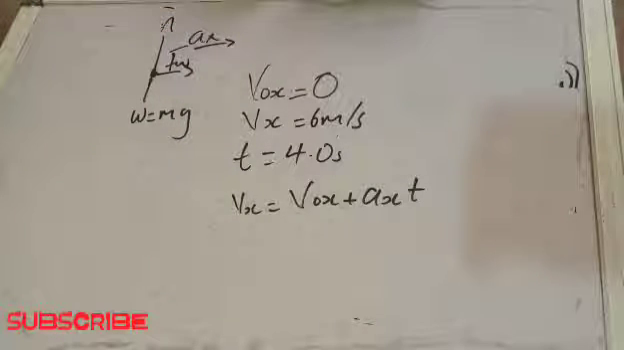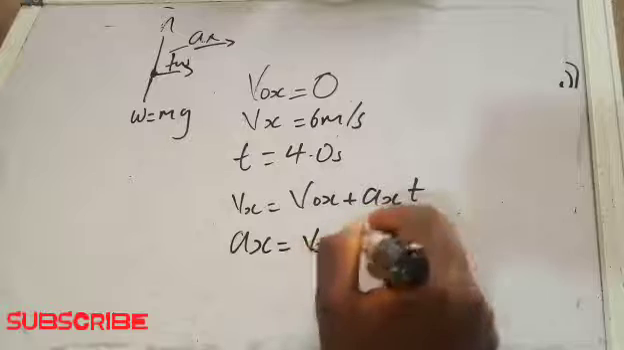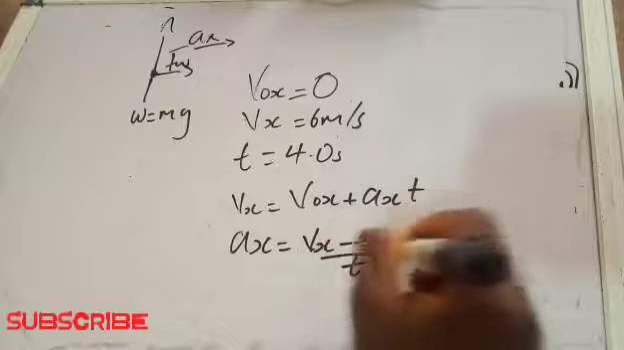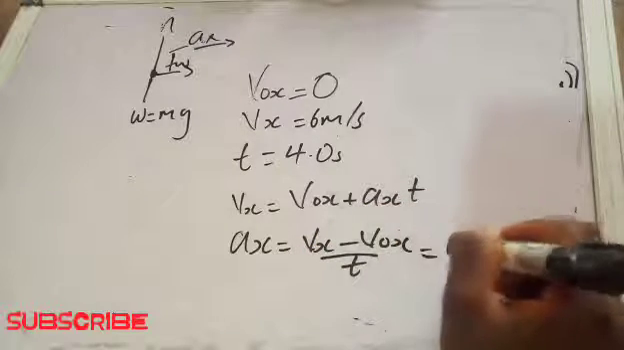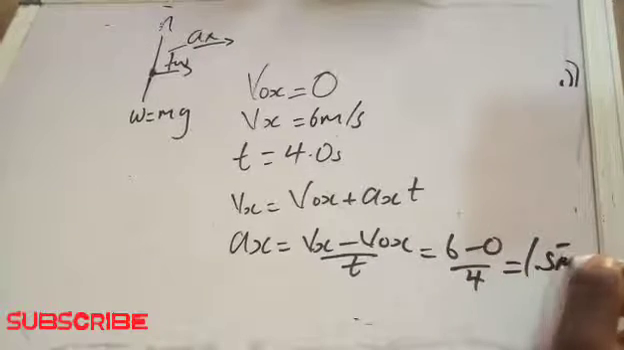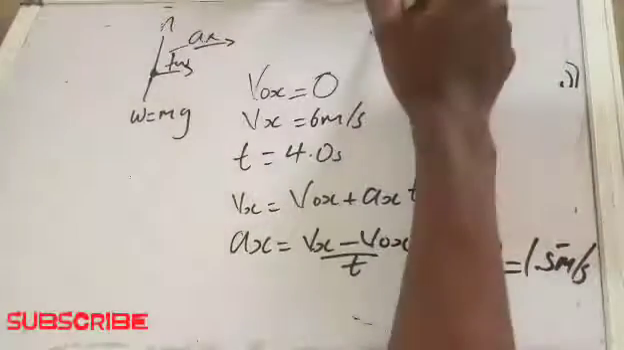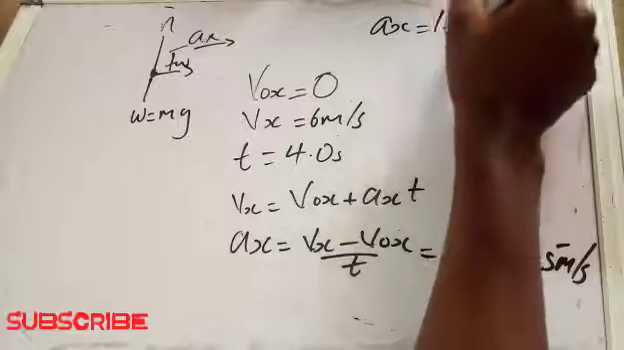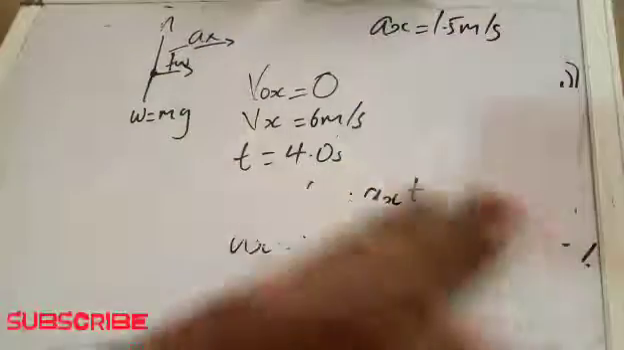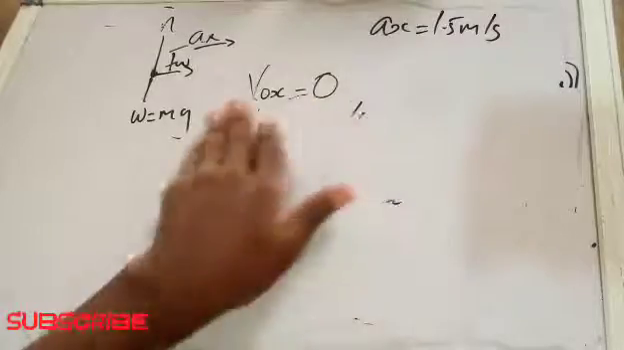Let us get our acceleration first. Our acceleration ax will be equal to Vx minus V0x, divided by t, which is equal to what? 6 minus 0 over 4, which is equal to 1.5 meters per second squared. That's our acceleration. So we've gotten our acceleration to be 1.5 meters per second squared. Now let us get our Fw.